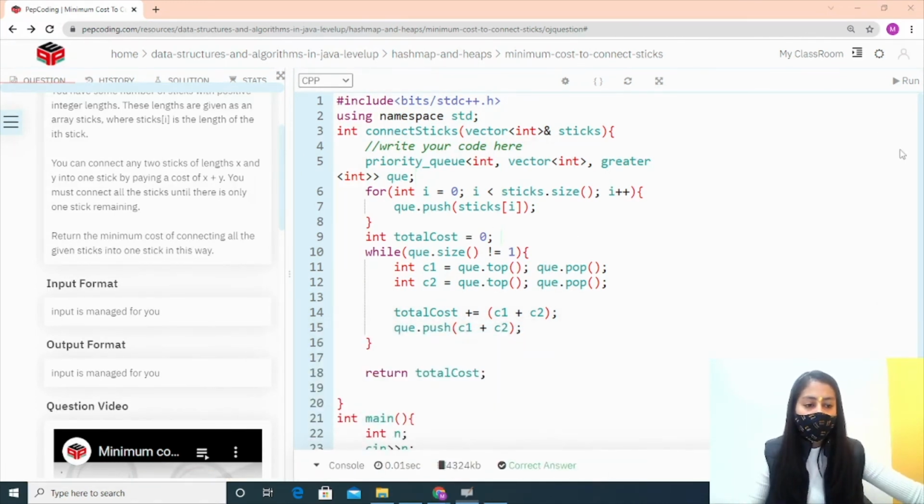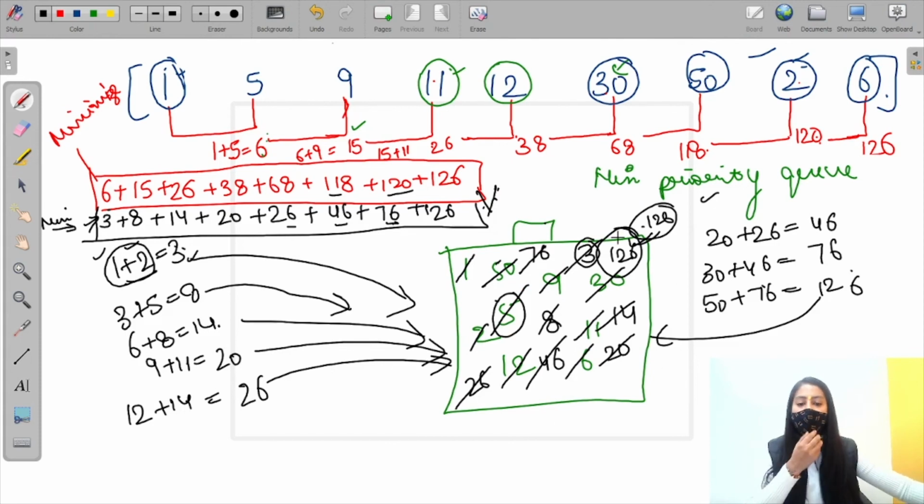So the code is very simple. We are taking a priority queue, adding all the elements to our priority queue, and then removing first two, that is the two smallest elements, adding the cost to our total cost, and pushing the combined stick back to our queue, right? So we have to do this until all the sticks are combined into one single stick, and you have to minimize this cost. So this will be your minimum cost.